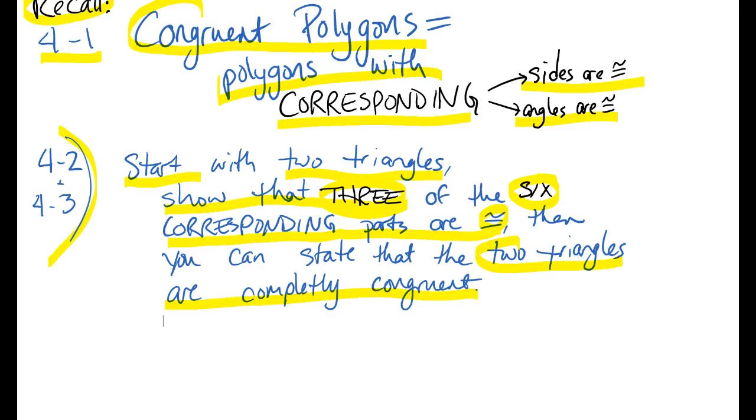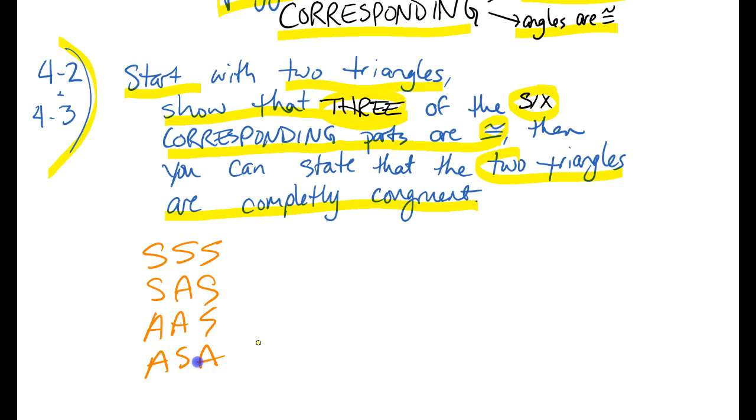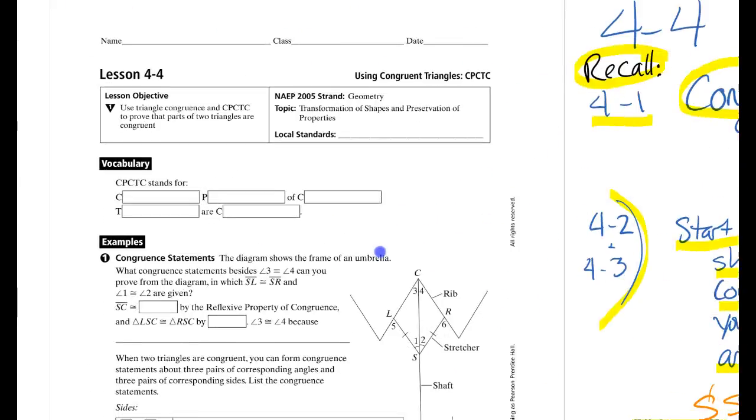Well, we'll use CPCTC, but first, do you remember what those 4 ways were for section 4-2 and 4-3? Side, side, side; side, angle, side; angle, angle, side; and angle, side, angle. So these 3 parts have to be corresponding and congruent to 3 parts from another triangle. Then the entire triangle can be made congruent. And once you've established that, the remaining 3 parts that we didn't talk about, those are the parts that we're going to care about today with CPCTC. Let us begin.